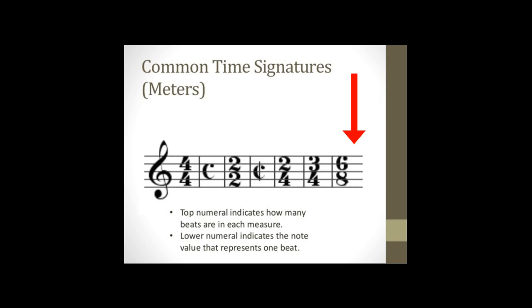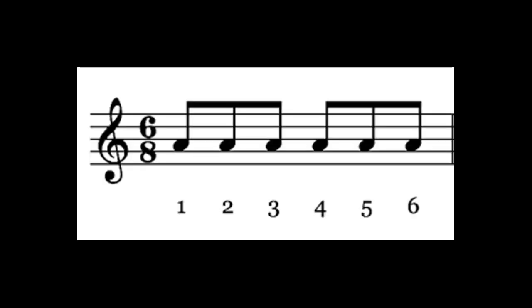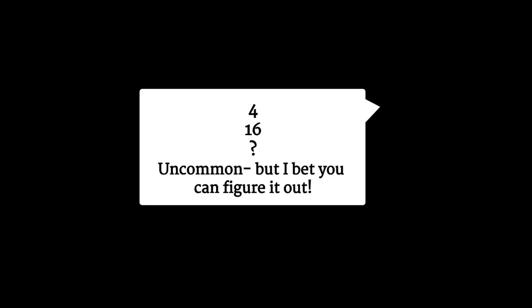Let's try putting all of this together. Let's take a look at 6/8. That means there are 6 beats to the bar, and what gets the beat? The eighth note. Well done. What about 4/16? The top number tells you how many beats per bar, so there are 4 of whatever we're counting, and that bottom 16 means, you guessed it, the 16th note.